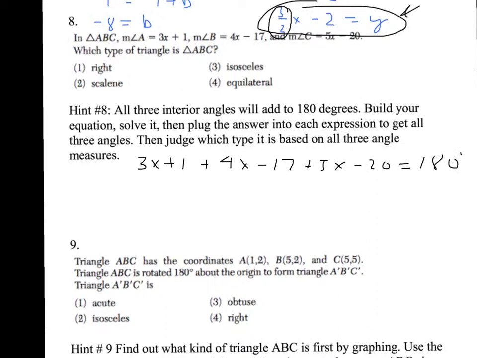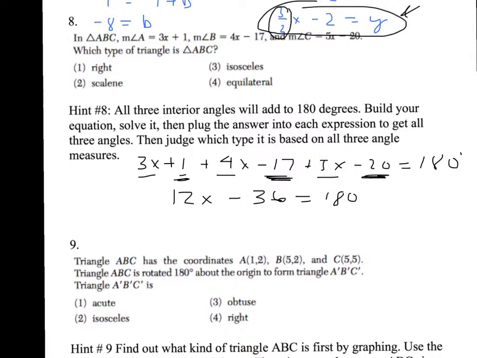It's one of the more important facts that gets tested on every single year. It's one of the basic facts of geometry. So 5x, 4x, and 3x together makes 12x. And then 1 and -17 make -16. -16 and -20 make -36 equals 180.